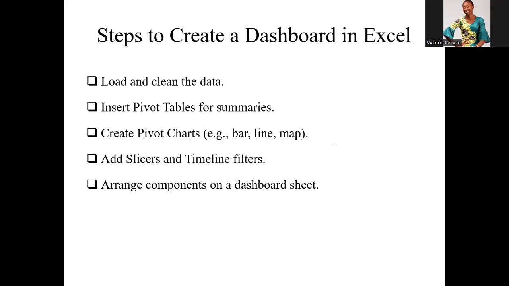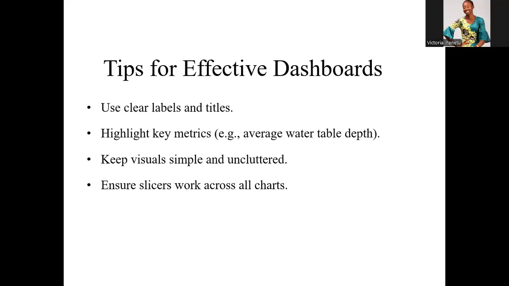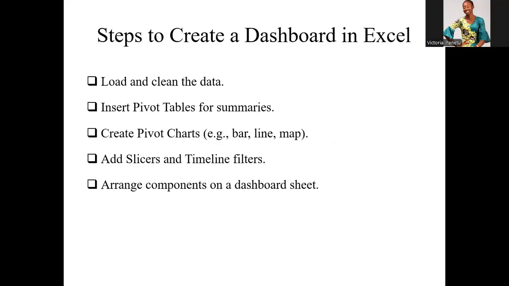So now let's go to the step-by-step process. One, you need to load and clean the data. Insert pivot tables for summaries, create pivot charts, add slicers and timelines, and arrange components on the dashboard sheet. Now, tips for an effective dashboard: use clear labels and titles, highlight key metrics, keep visuals simple and uncluttered, and ensure slicers work across all charts, okay? So we are going to be doing that step by step now.